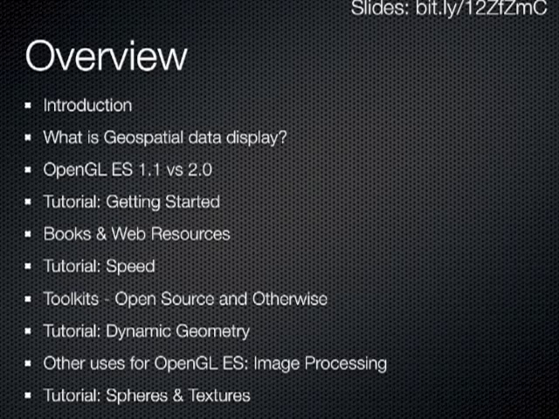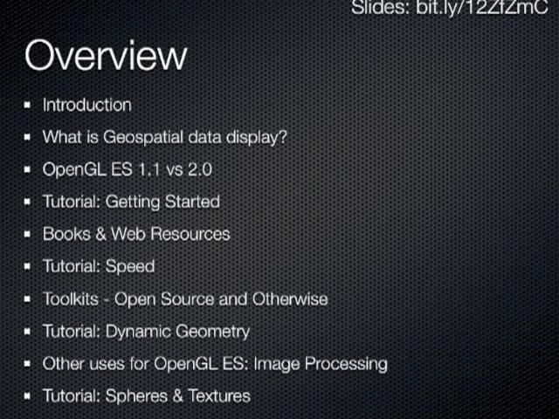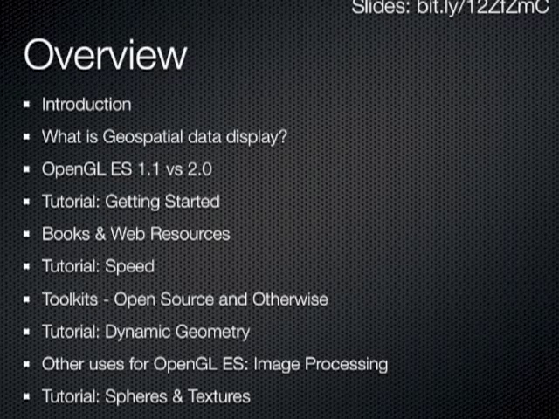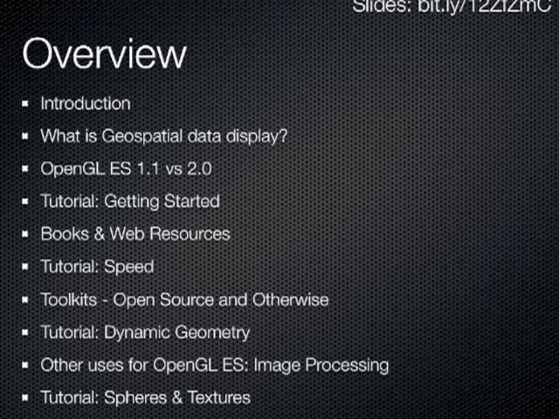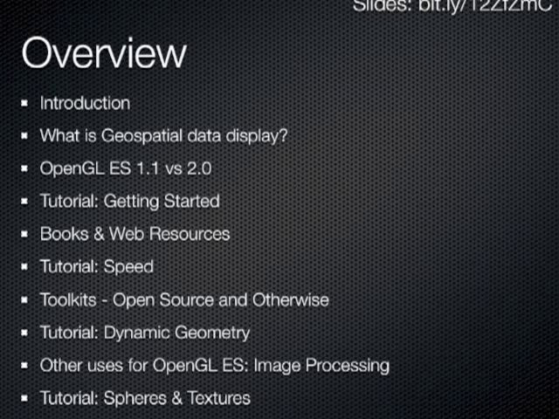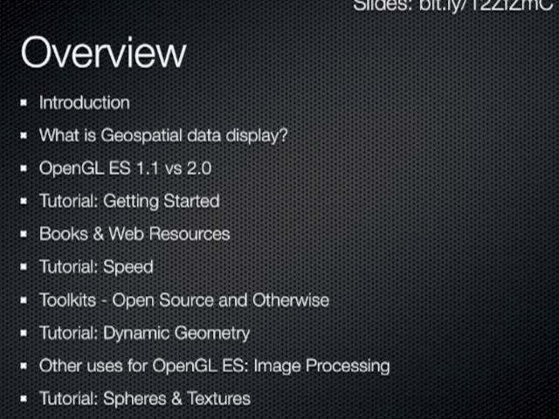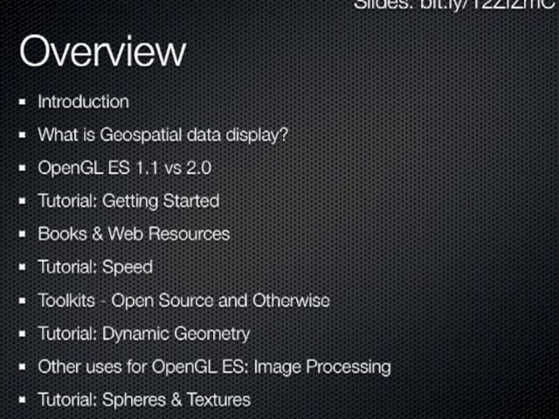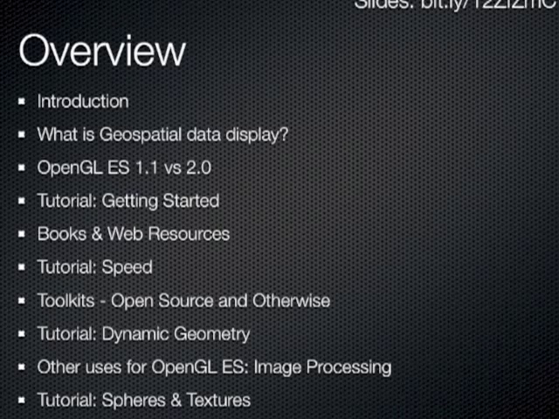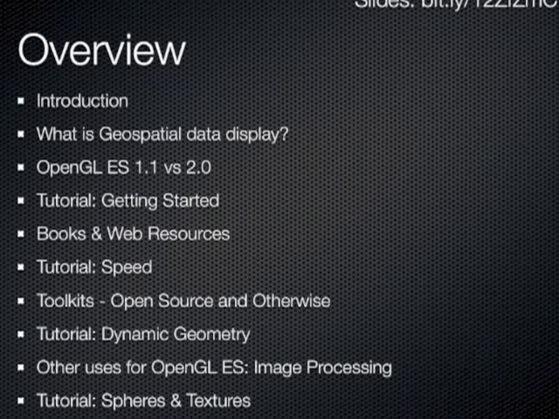After that, we'll talk about toolkits, some that are open source and other toolkits as well. And then we'll go into dynamic geometry. We'll show an example where we actually change things. And last but not least, we'll talk about OpenGL ES image processing, another use you can make of OpenGL ES. And then we'll wrap up with a quick spheres and texture example.